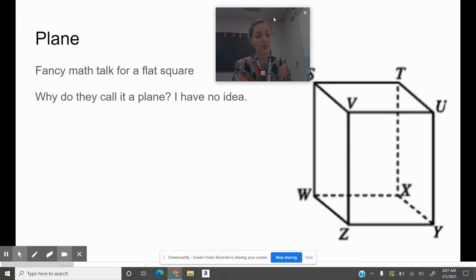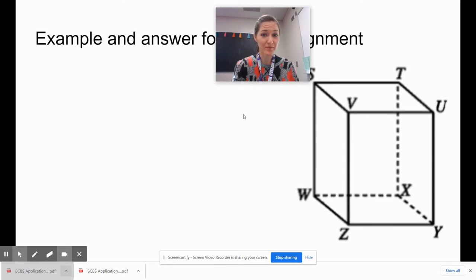Okay, starting with planes. Plane is just fancy math talk for flat square. That's really all a plane is. So there's one of your essential questions answered for the day. I don't know why they have to make it complicated and they can't just call it a square. That's just math people for you.